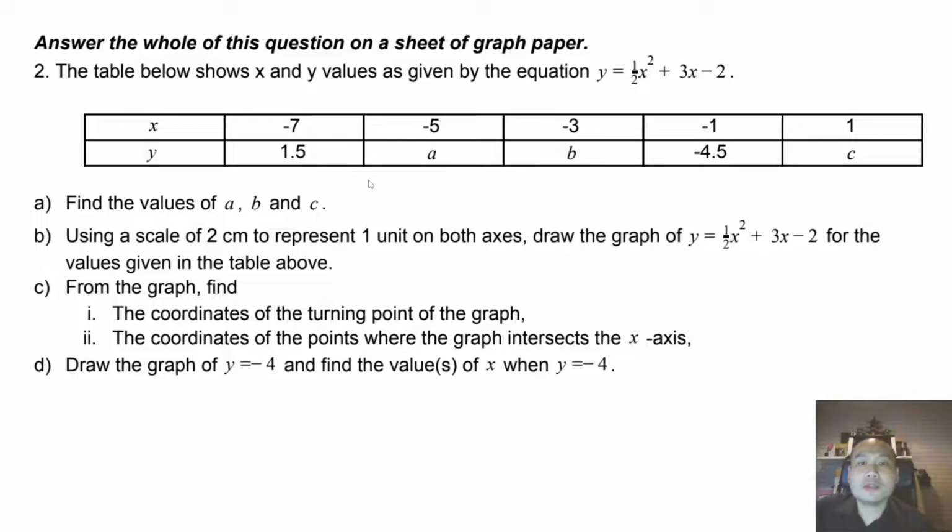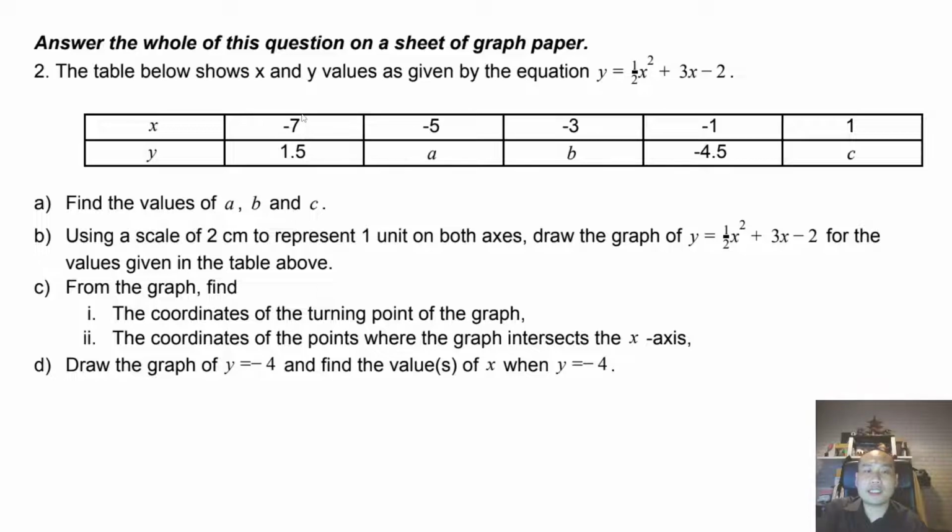Now in the table, you recognize that there are some unknowns here: a, b, and c. So the first part of the question asks you to find the values of a, b, and c. How do we do that? We read this table for each column. When x is equal to negative 7, y is 1.5. So how do we actually get these values?